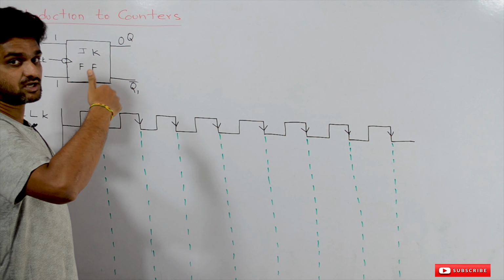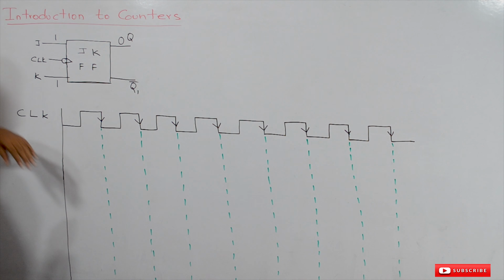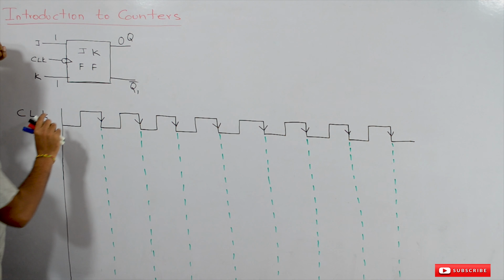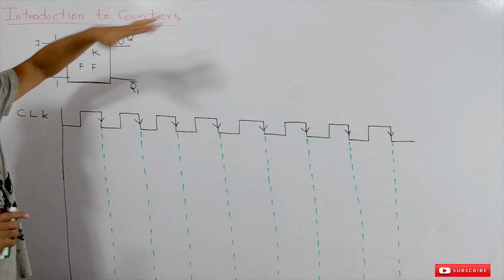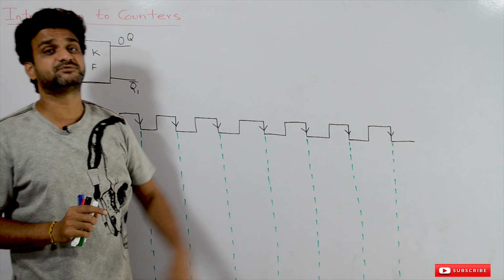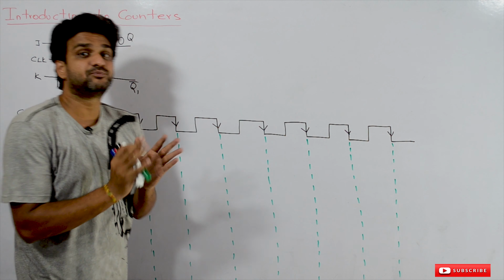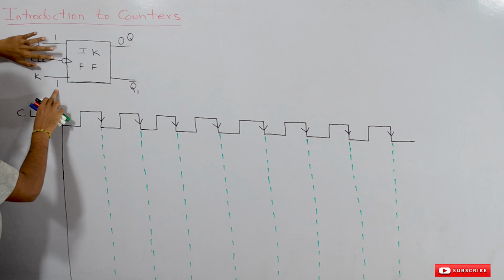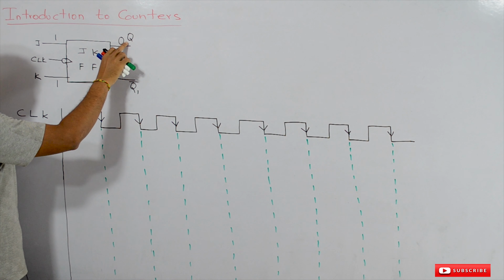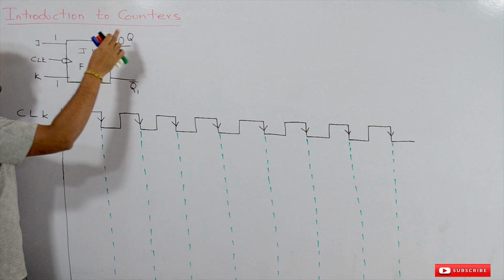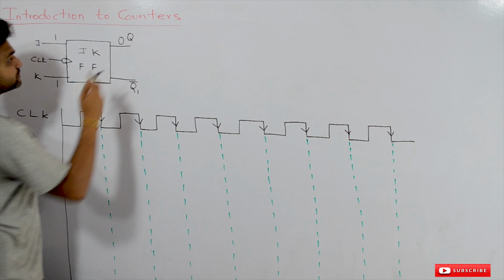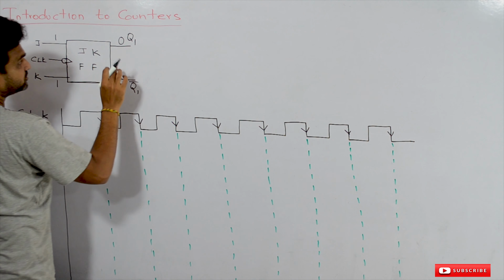How can the count of those numbers be done? We are going to use a JK flip-flop. The characteristic table of the JK flip-flop states that whenever the inputs are 1 and the clock is triggered, it is going to produce the complement of the value that is already there at the output Q1.